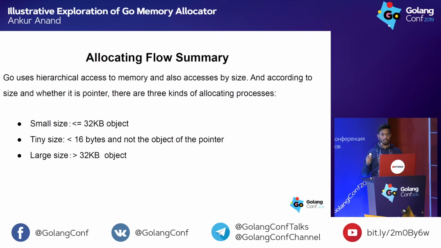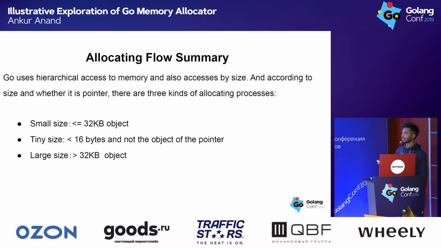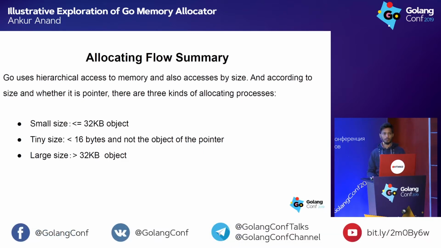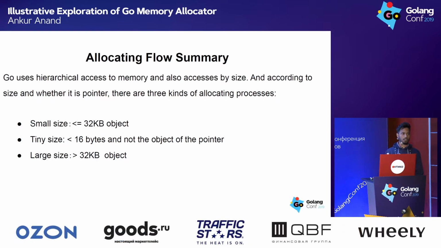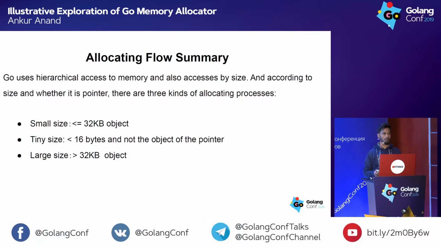So here is the allocation flow summary. Since Go uses hierarchical access to memory, and accesses it by size, and according to size, whether it's a pointer, there are three kinds of allocations that happen. If you have a small object, that means less than 32 kilobytes, you allocate directly from the mcache. What it gives you is no fragmentation at all, plus it's lock free, so multiple goroutines can allocate without contention.